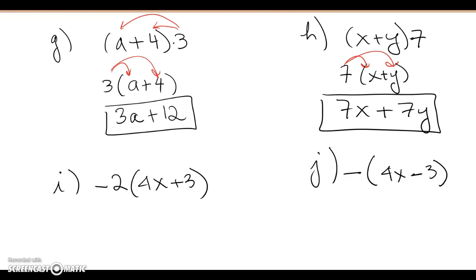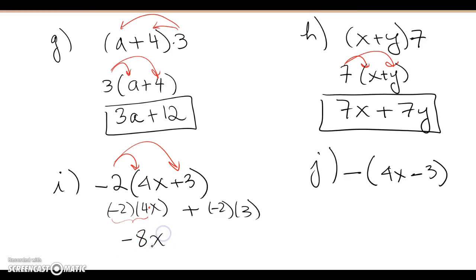Alright, let's look at part I. I have a negative 2 outside, distributed through into both pieces. That's going to give me a negative 2 times 4x plus a negative 2 times 3. Well, here I have negative 2 times 4x, and remember there's really a multiplication sign between the 4 and the x. So since I can associate when I'm multiplying three things however I want to, I'm going to focus on the negative 2 and the 4 and multiply those guys first. And that's going to give me a negative 8 times the x.